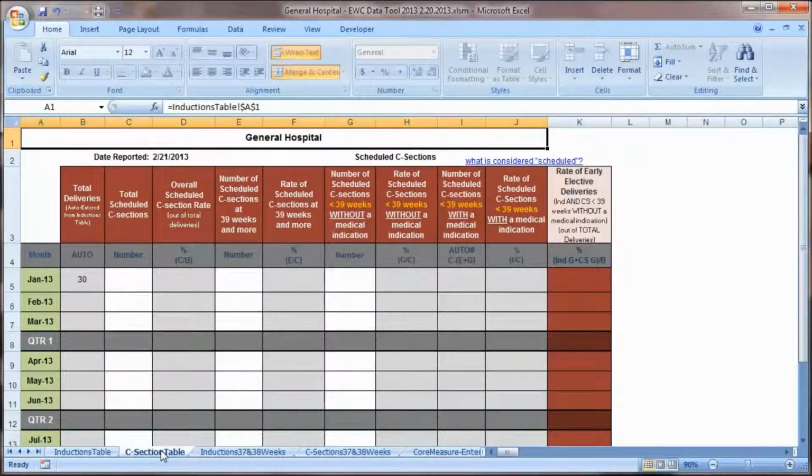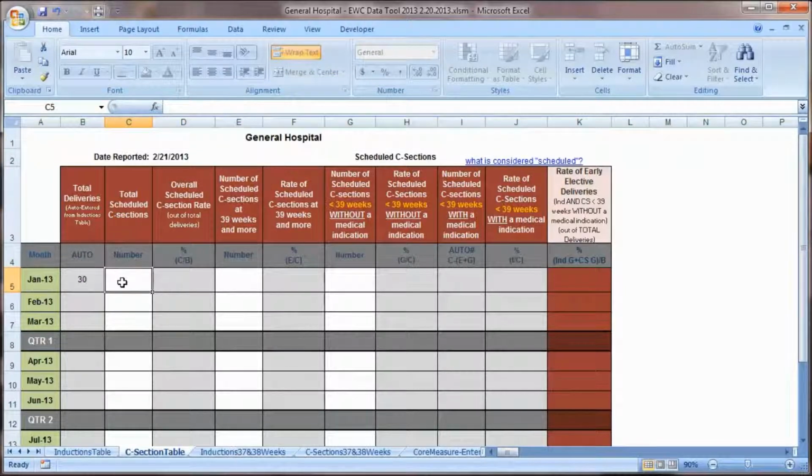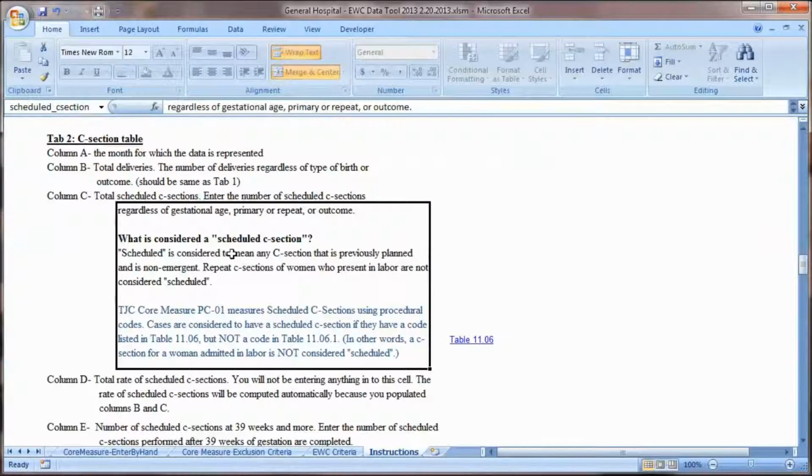I complete a similar process by moving on to the second sheet in the workbook, the C-section table. Notice the total deliveries autofills from what I put on the previous sheet. From the log, I know that in January there were 7 total scheduled C-sections, and a scheduled C-section is a previously planned C-section that is non-emergent.